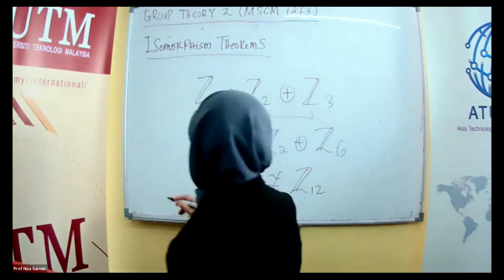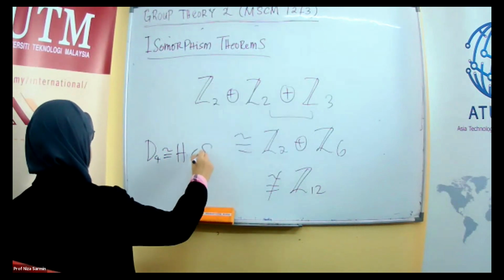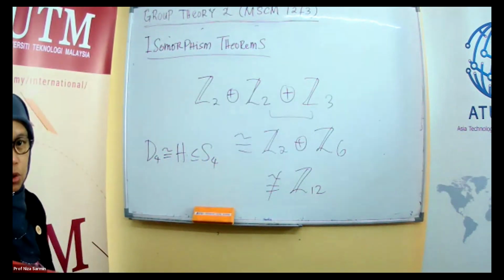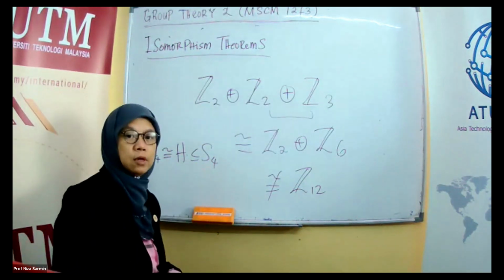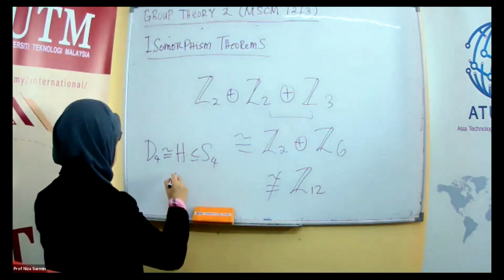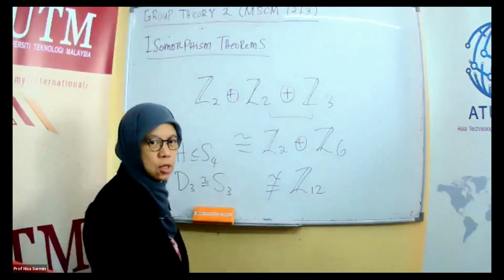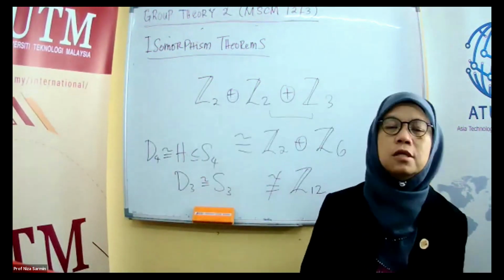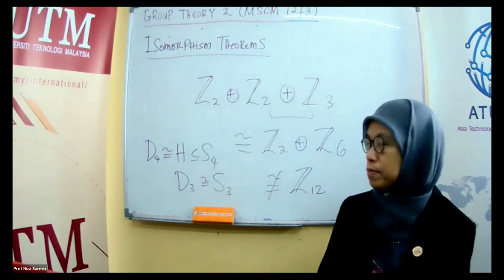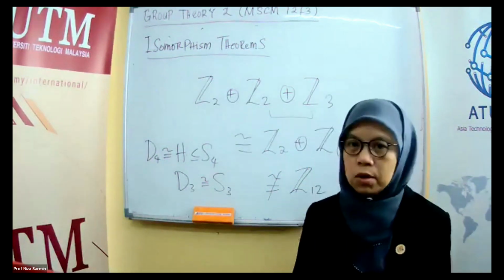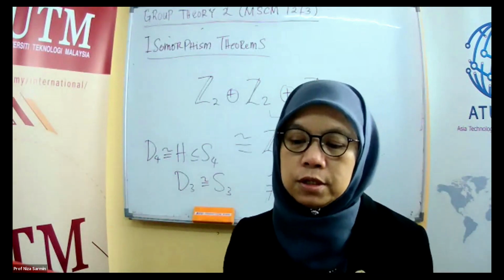Just now we see that D4 can also be written as isomorphic to a subgroup of S4. We can also prove they are not equal. One is like rotation, reflection, right? One is like a mapping, 1-to-1 and onto. But we can show isomorphism, 1-to-1 onto, is an operation.